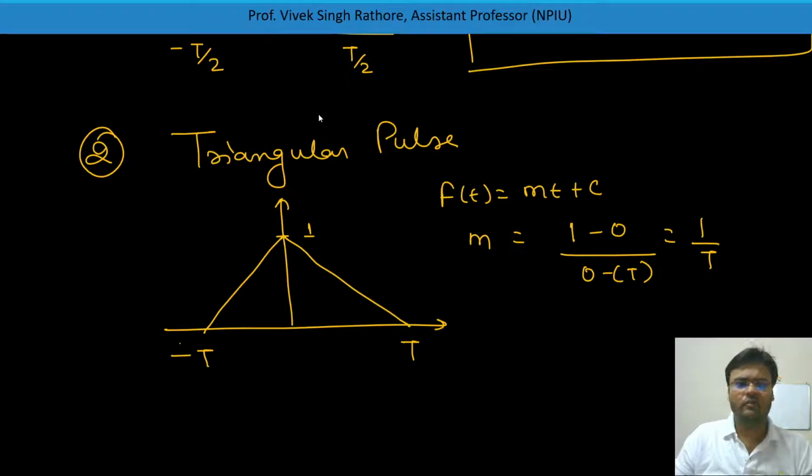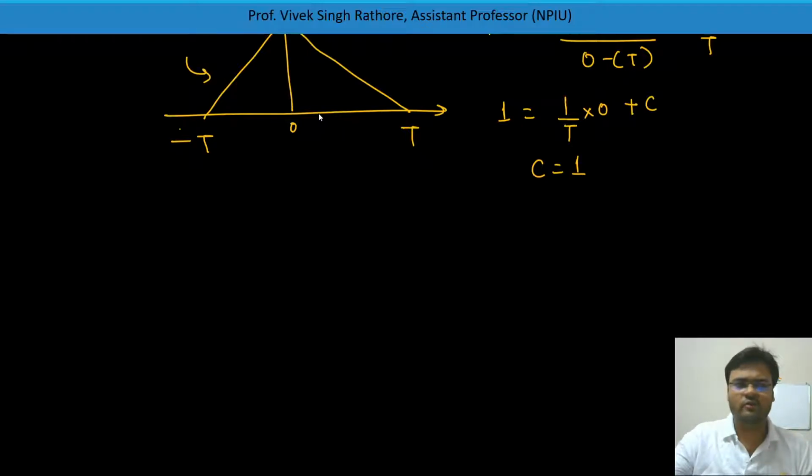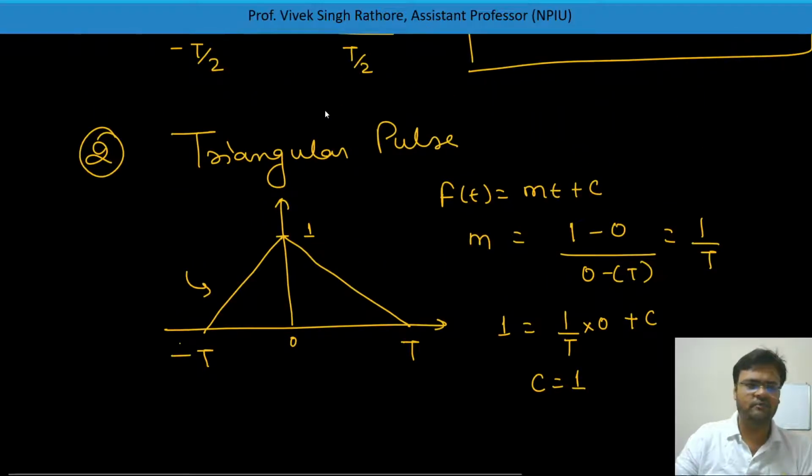For c, let's see what the value will be here. At t equal to 0, the value will be 1, and m is 1 by T, so taking t equal to 0, plus c, the value of c is equal to 1. So the final equation of this is f(t) equal to mt plus c, where m is 1 by T, so f(t) is equal to t by T plus 1. This will be the equation for this line.